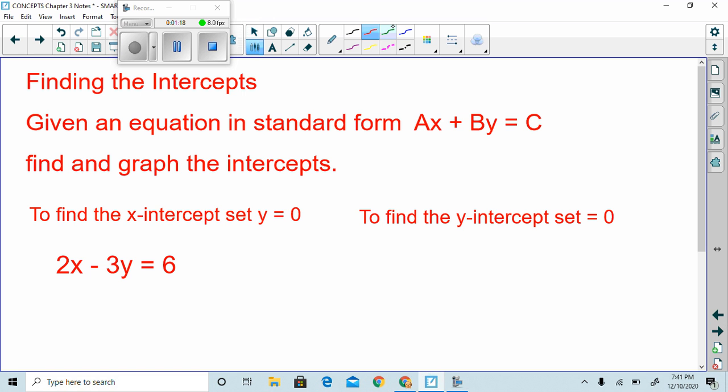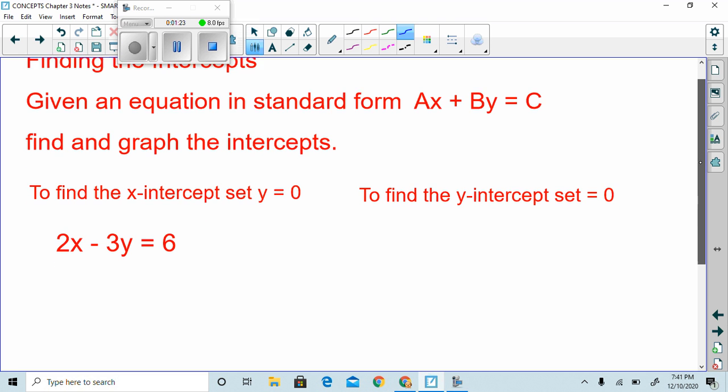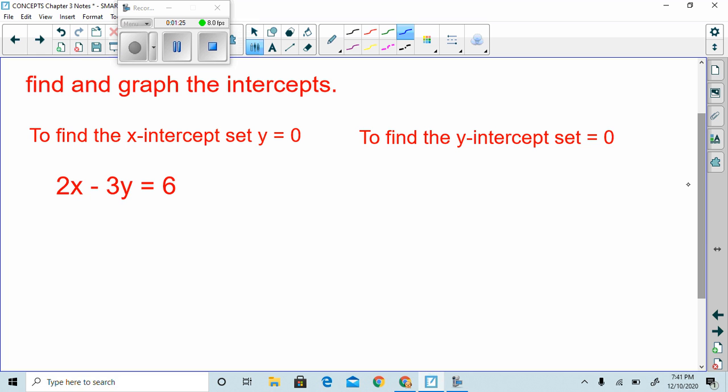What does that mean? We're going to set one of our variables equal to 0 to solve for the other. In the first case, remember, if I set y to 0, that cancels out this term, leaving me with 2x is equal to 6. I'll divide by 2, and x is equal to 3. So that when x is 3, remember we're getting an ordered pair here, think about that. When x is 3, y was 0.